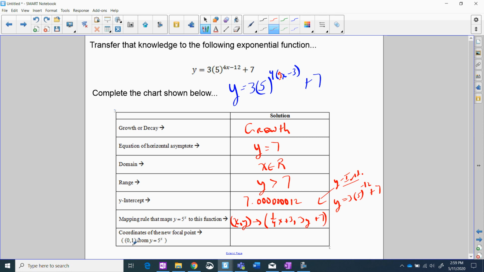And then it says, where would the new focal point be? So your base function is 5 to the x, which would pass through (0, 1). It's saying, where would that point end up? Well, you just take (0, 1) and put it through your mapping and see where it now sits. So if x was 0, it's going to be at 3. And if y was 1, it's going to be at 10. This would be the new focal point after you do all the transformations that were shown in this function.